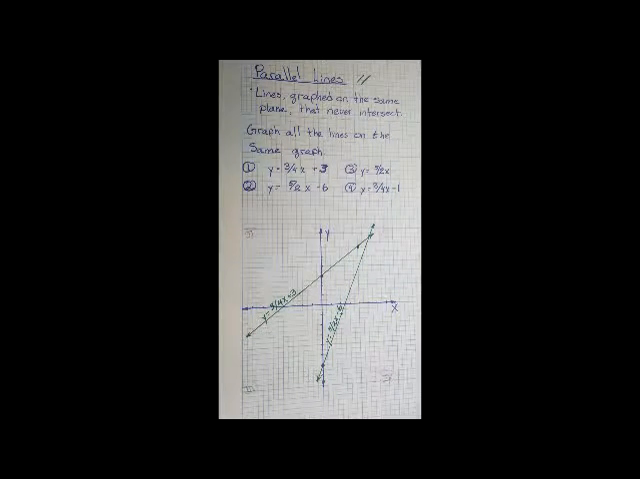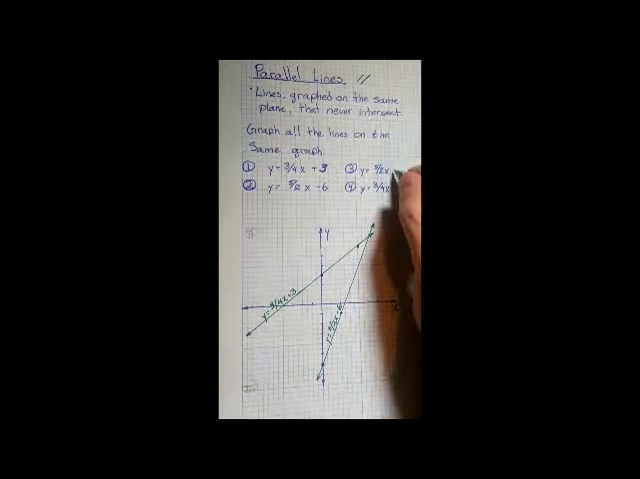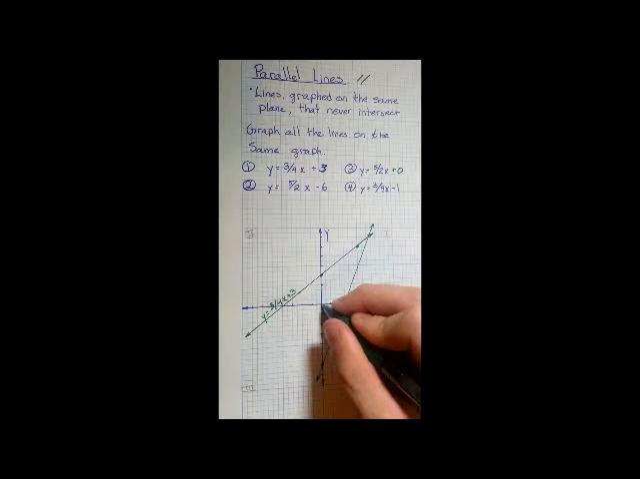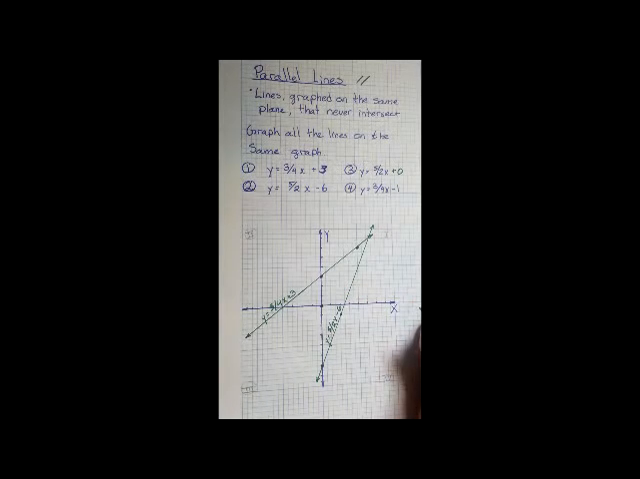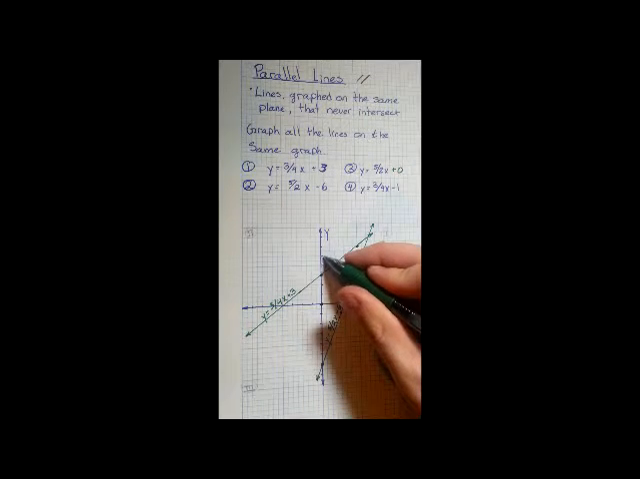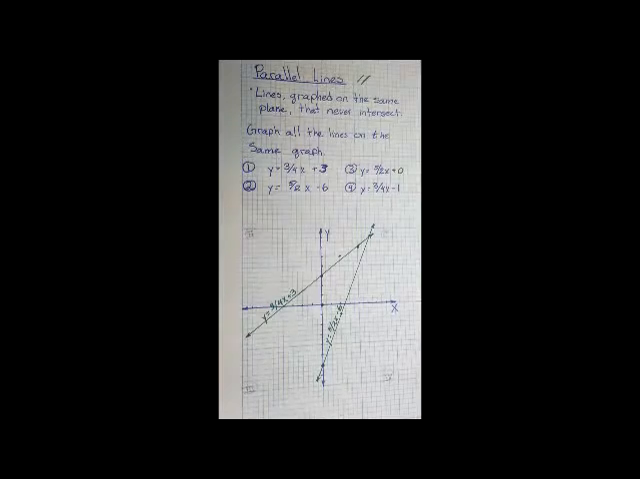Line 2 is done. Line 3. I'm not adding anything. That's a plus 0. 5/2 x plus 0. So y-intercept is 0. It's at the origin. From this point, it says go up 5 over 2. Up 1, 2, 3, 4, 5 over 1, 2 units.